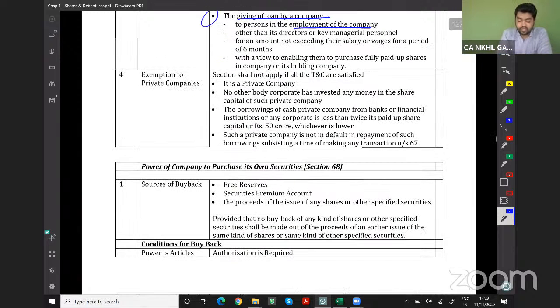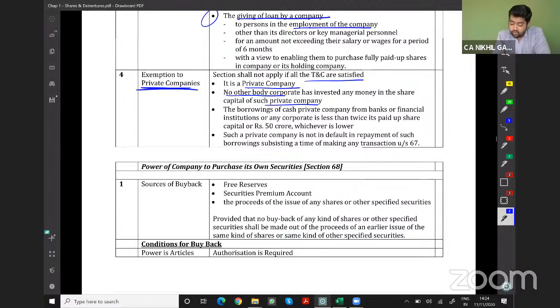Exemption is given to private companies. Section 67 shall not apply if all the terms and conditions are satisfied. It is a private company. No body corporate has invested any money in the share capital of such private company. No investment from body corporates.